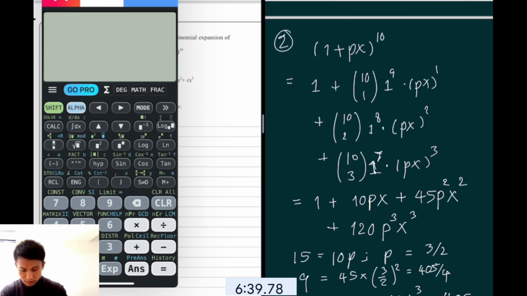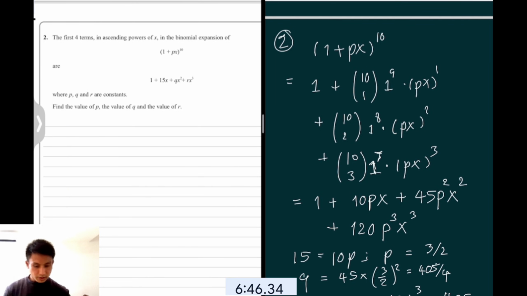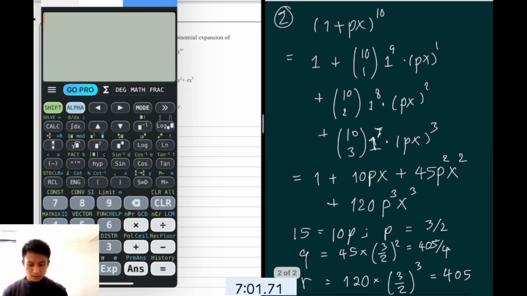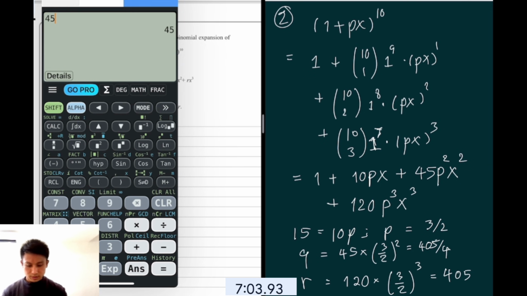How do they do this? 10C3, yeah, 120. And then I equate to compare the coefficients. So 10P equals 15. So I get P to be 3 over 2. That's fine. Q equals the x squared term, which is 49P squared. And I plugged in. Let's do the 49 times 9 over 4 again. Yeah, let's do the same one. And then that should be alright.